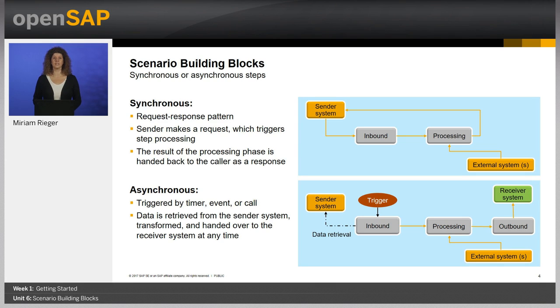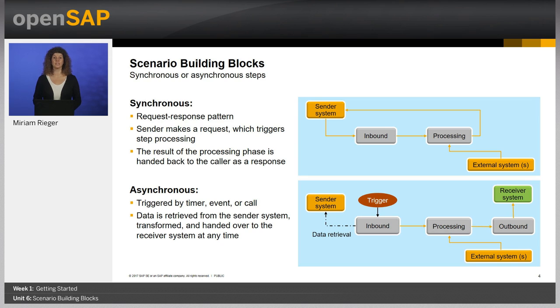A synchronous communication is a direct communication between the involved parties. It follows a request-response pattern. The sender, the caller, makes a request which triggers the step processing. The processing may make calls to external systems to enrich the data. The result of the processing phase is handed back to the caller as a response immediately. The result has to be handed back promptly during the step processing, otherwise it will run into an error.